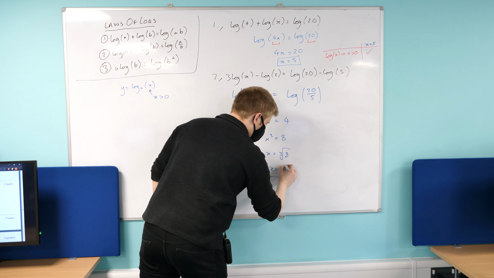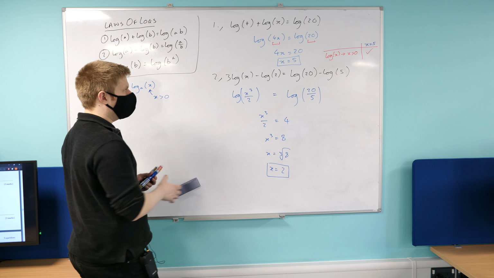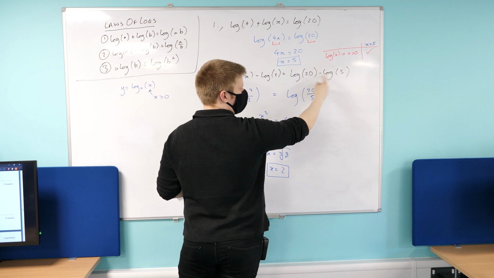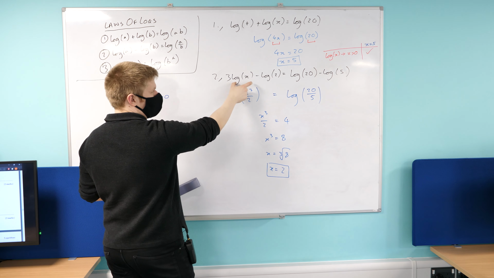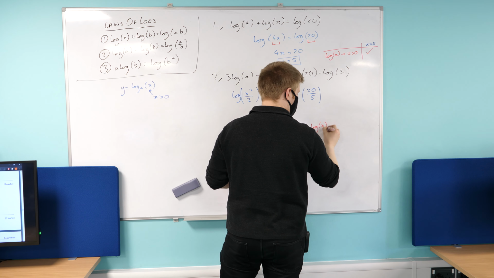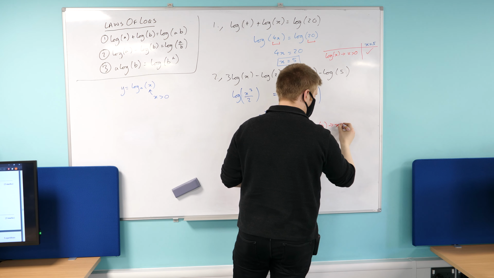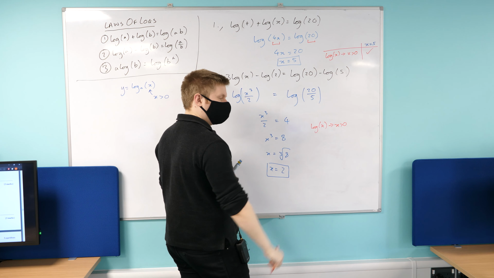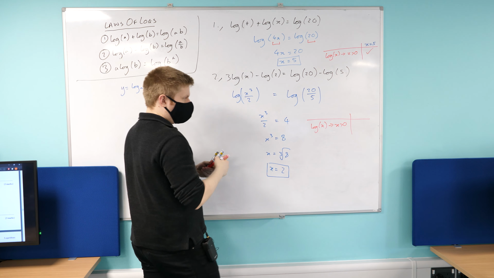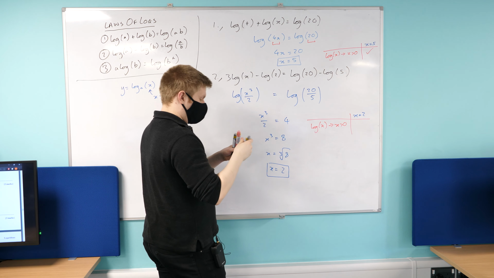Now, is x equals 2 valid? Yeah, we always need to check. The only thing we don't know is log of x. These are all positive: 20 is positive, 5 is positive. So we have log of x, which implies that x has got to be greater than 0. The thing inside the logarithm has got to be greater than 0. So let's check the value we got. We got x equals 2. Is 2 positive? Yes, it is.